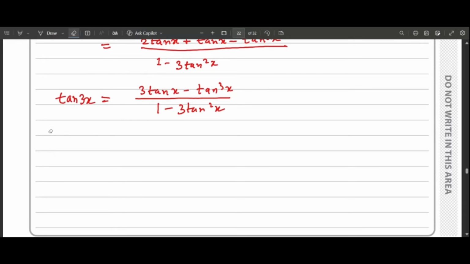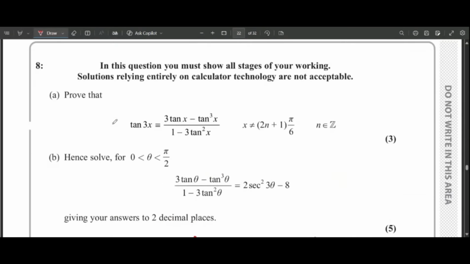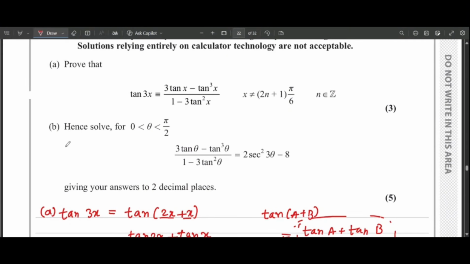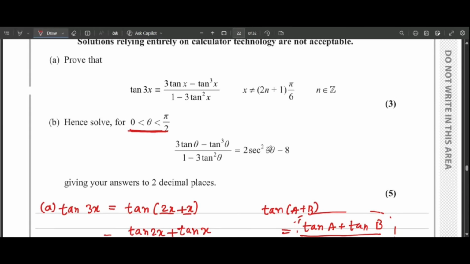So now for part B, we can see that we have an equation that is given: 3 tan theta minus tan cube theta divided by 1 minus 3 tan square theta equals 2 sec square 3 theta minus 8. And we have to solve this equation. Basically, we have to find the value of theta to two decimal places. The range of theta is also given. We have to use this to find the possible values of theta for which this equation is satisfied.